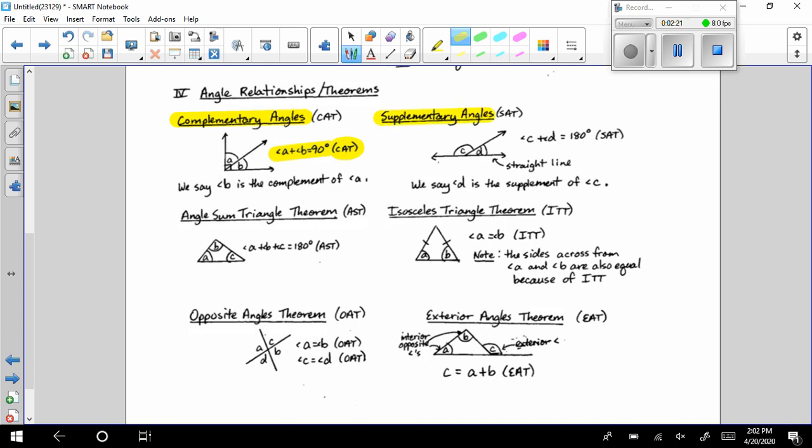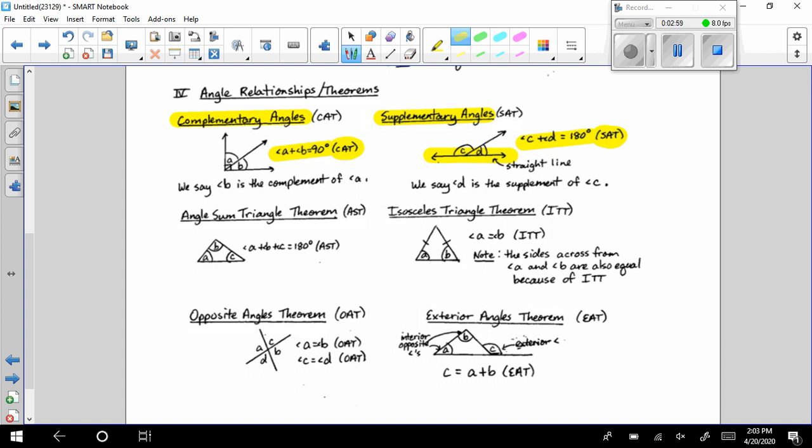Similarly, supplementary angles are angles that add up to 180 degrees. So I've broken down this straight angle. Notice the straight line right here. This straight angle has been broken down into angles C and D, and they add up to 180 degrees. Again, you'll need to provide the justification for that, and we use ASTT, standing for Supplementary Angle Theorem. Similarly, complementary angles were Complementary Angle Theorem for the acronym.